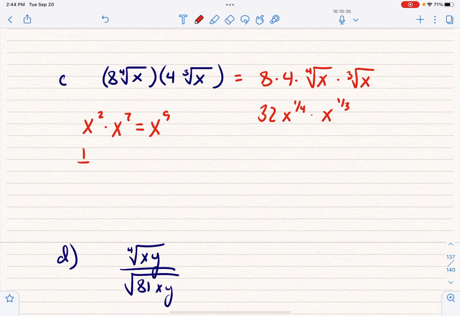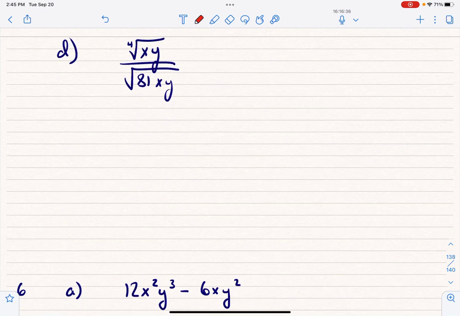So I have to ask myself, well, what is 1/4 plus 1/3? Well, the common denominator is 12. So the first fraction, I have to multiply the top and bottom by 3. Second fraction, I have to multiply the top and bottom by 4. And I get 7/12. So that's what this is going to be. 32x to the 7/12 power.